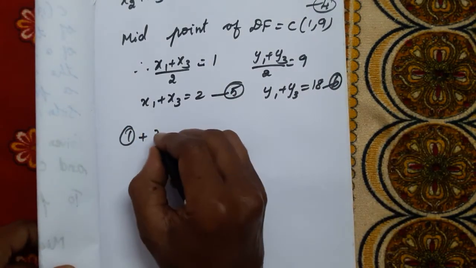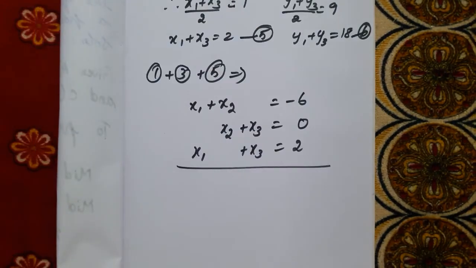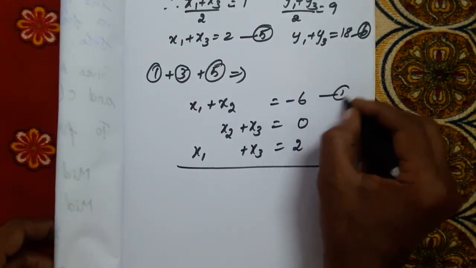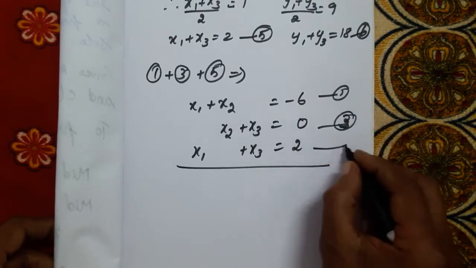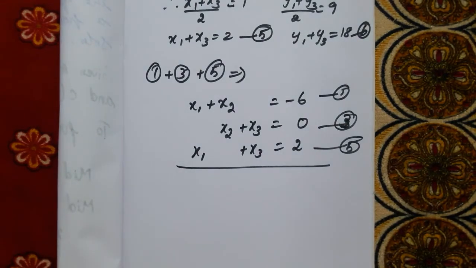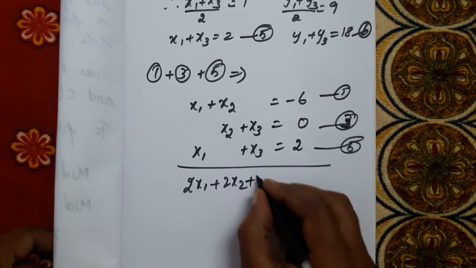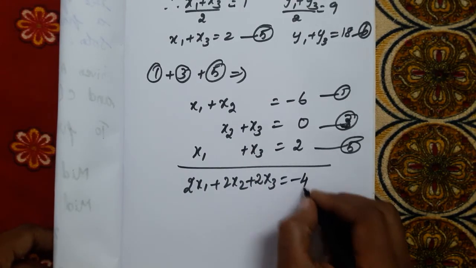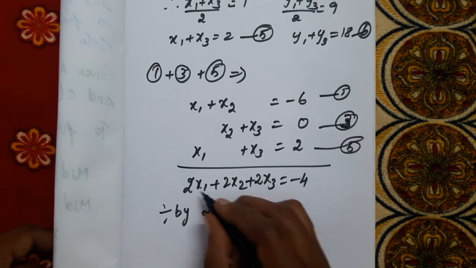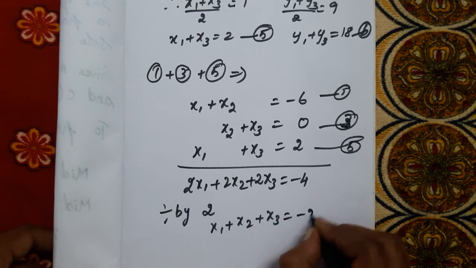Similarly, adding equations 1, 3 and 5, what do we get? Listen here. When we add: x1 + x2 = -6, which is equation 1; x2 + x3 = 0, equation 3; x1 + x3 = 2, equation 5. So 2x1 + 2x2 + 2x3 = -4. Dividing by 2, we get x1 + x2 + x3 = -2.